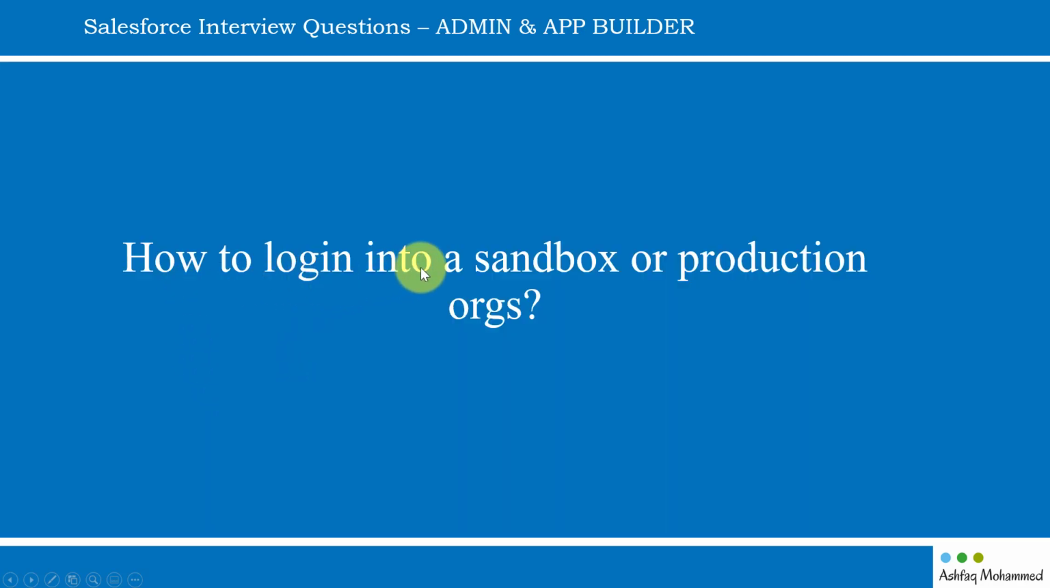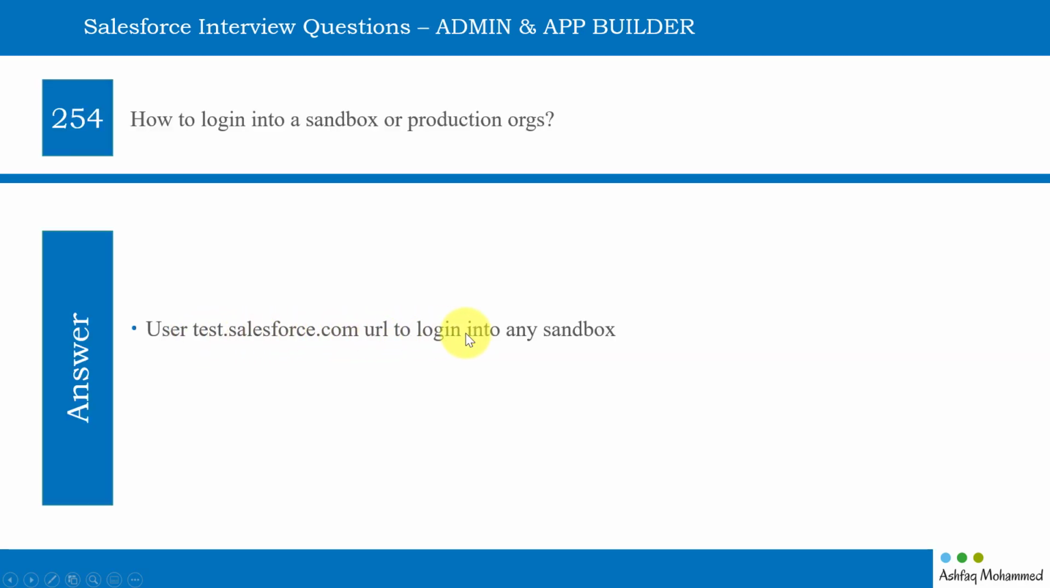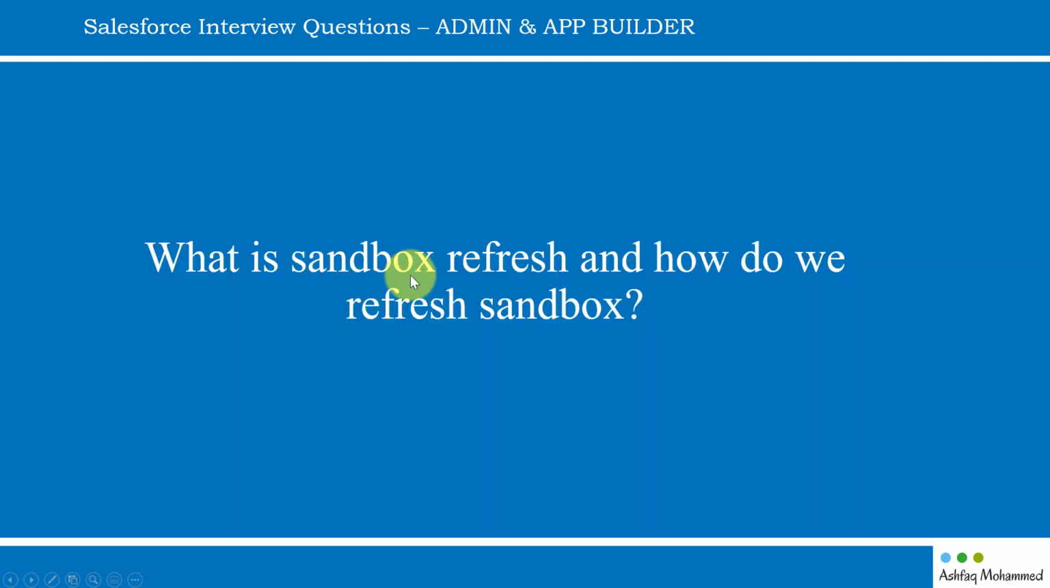Next question is how to log in to a sandbox or production org. Use the test.salesforce.com URL to log in to any sandbox, and use the login.salesforce.com URL to log in to production. Okay, the reason I have included this question is, normally when you use your developer org for your training, you will log in using login.salesforce.com. But you don't know until you start working that to log in to sandboxes, you should always use test.salesforce.com. So be careful here. What is sandbox refresh and how do we refresh a sandbox?